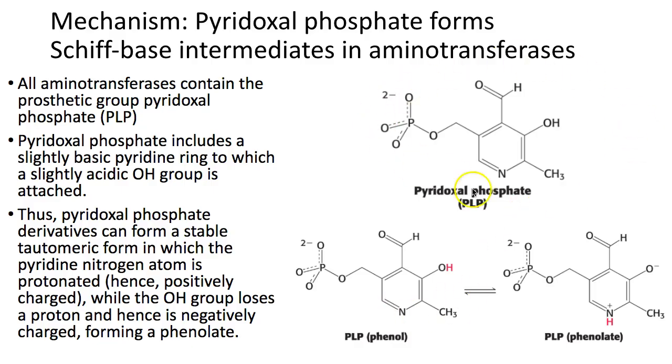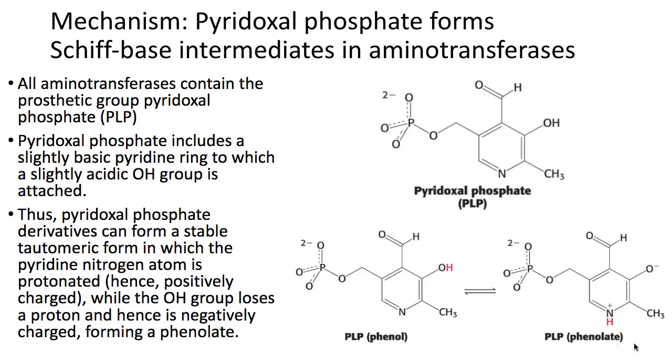which is described here. It actually has two different forms. So a tautomeric form where the hydroxyl group loses a hydrogen and is negatively charged. And the nitrogen group in the pyridine, and so this whole structure right here is what they're referring to as pyridine, gets protonated and has a positive charge. This overall structure is called phenolate.